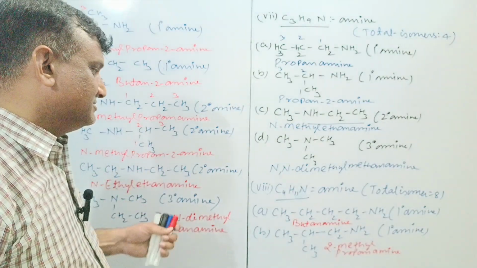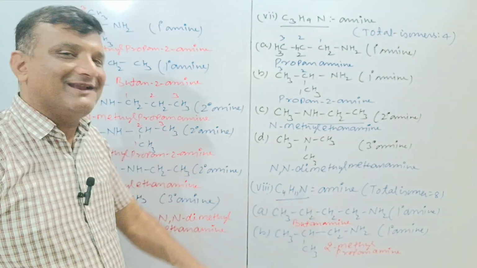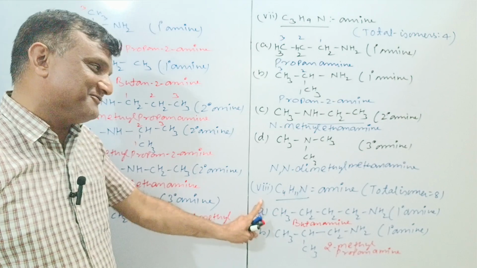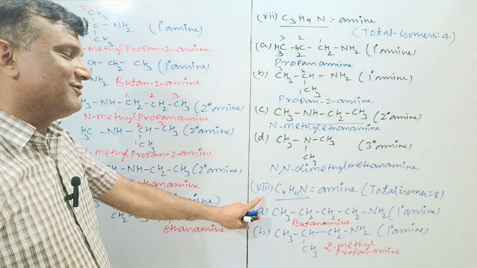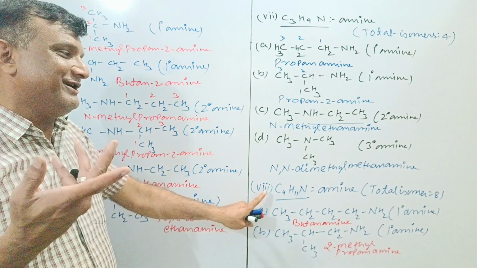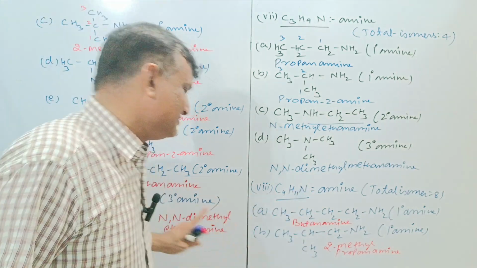Regarding just C4H11N, you can see it is just an 8 isomer question. But it is not logical that if it is question 8, there will be 8 isomers. These are the 8 isomers.